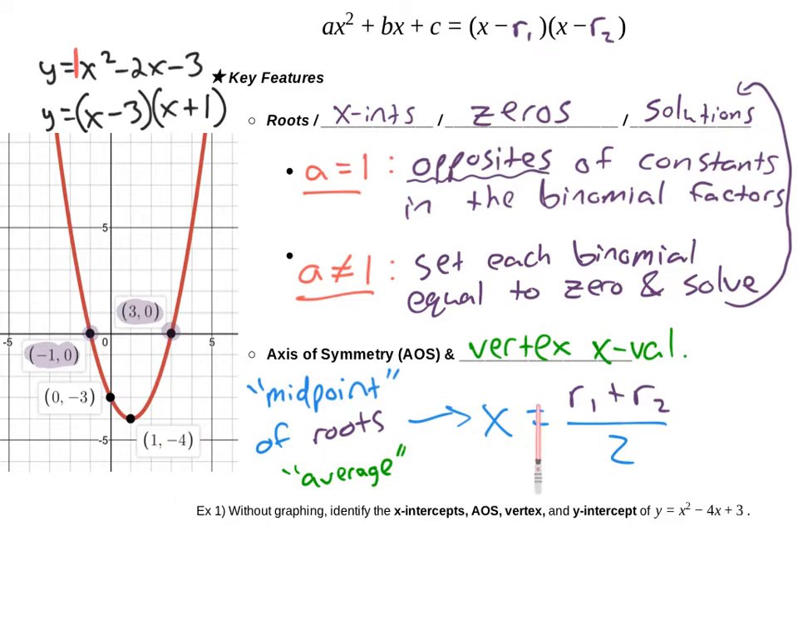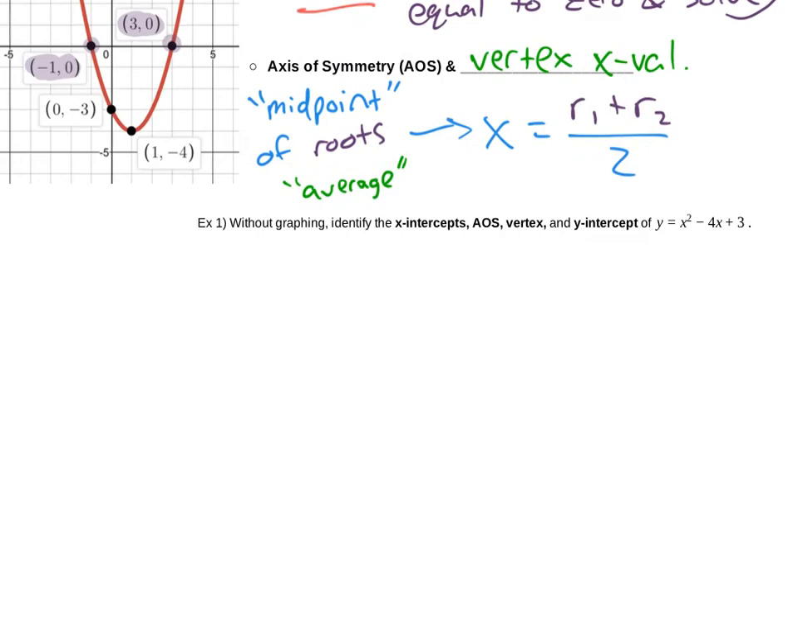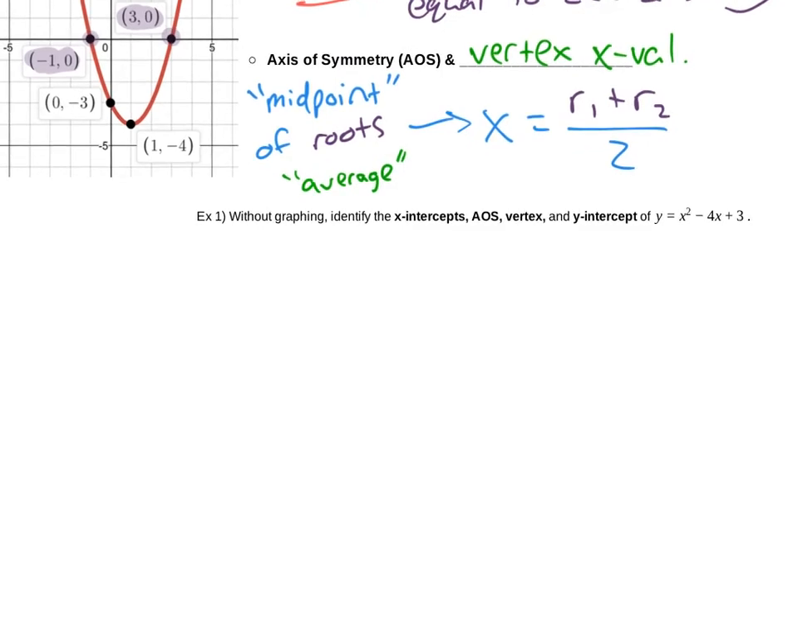Now, if you're not too sure about this, if you can't see it spatially, you can still use -b over 2a, but you have to be in standard form to get the b value. Now, we can still graph to see all these key features, but we don't have to. We have ways now, using the 2 different forms that we know, to find these key features. So let's practice this down here without graphing it. But remember, you can still make a table and graph it if you need to.